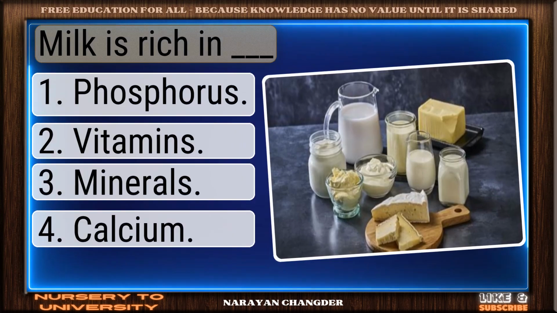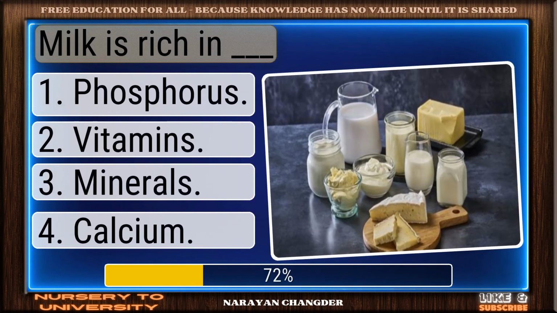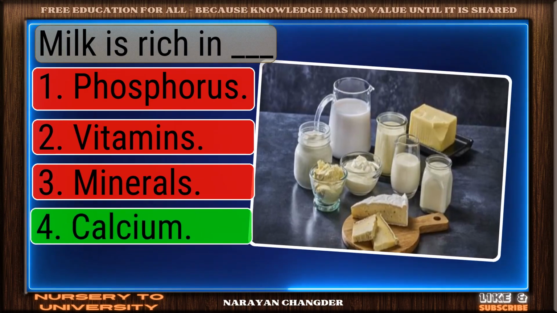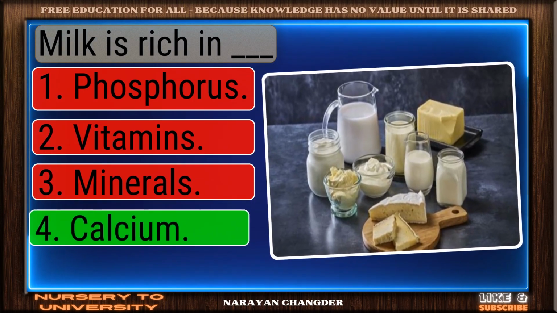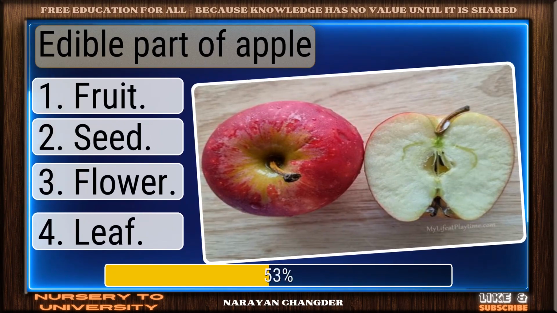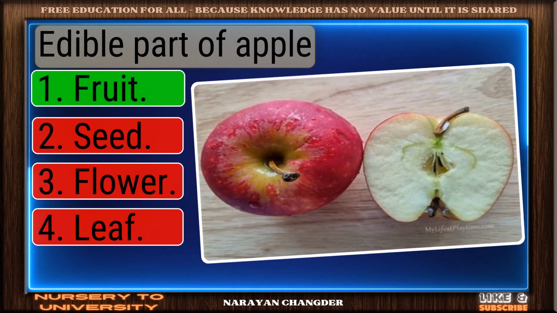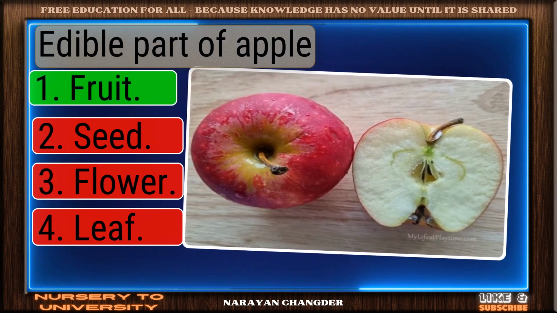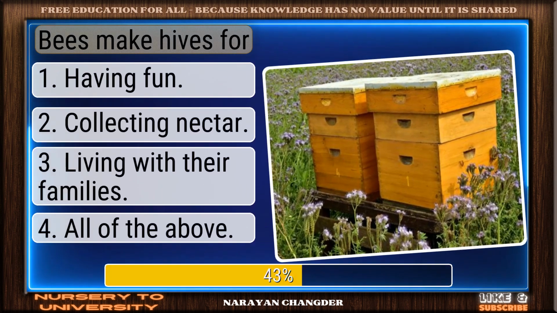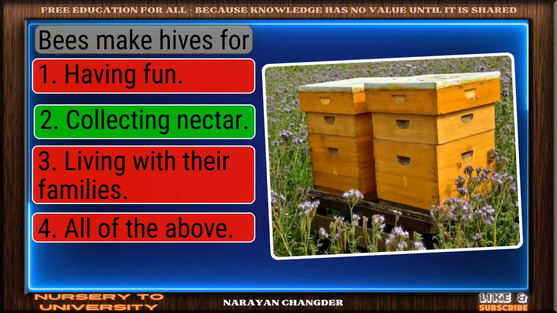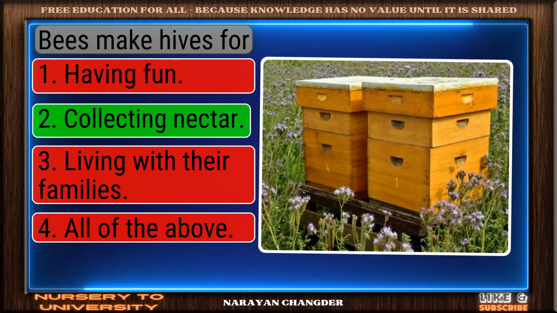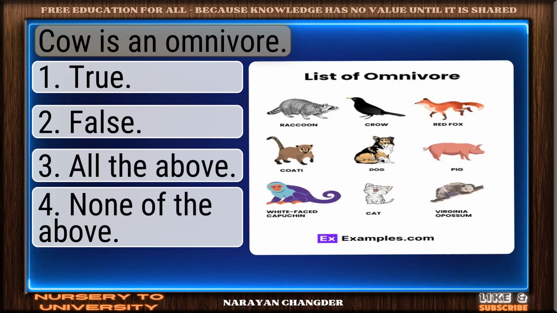Milk is rich in dash. Clear logic. Your choice calcium is sound and 100% true. Edible part of apple. Nicely done. Fruit is a solid answer. Bees make hives for. Nice selection. Collecting nectar is the correct and valid answer.